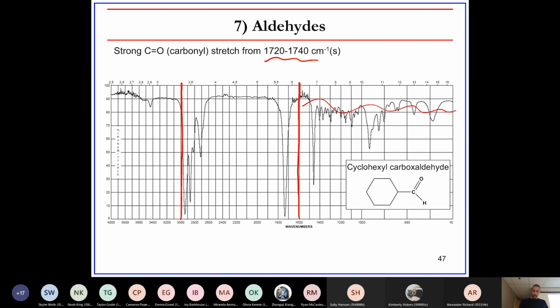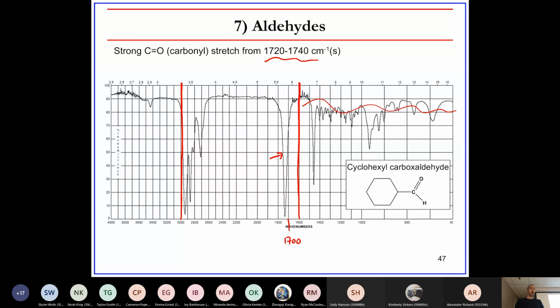We're going to ignore our fingerprint region, and we see a very intense, strong, characteristic band right there. You can see based on the number, this would be 1700. It's between 1700 and 1800. It's very strong, meaning that band extends all the way to the bottom of the screen. Those strong bands around 1720, 1730, 1740, somewhere around there, are carbonyl groups.